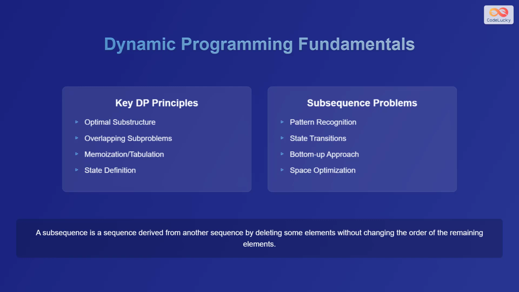Next, let's talk about subsequence problems. We need pattern recognition, which means understanding the underlying patterns and relationships within the sequences. State transitions, or defining how to move from one state to another. A bottom-up approach, meaning building up solutions from smaller subproblems. And finally, space optimization, which will help us to reduce memory usage.